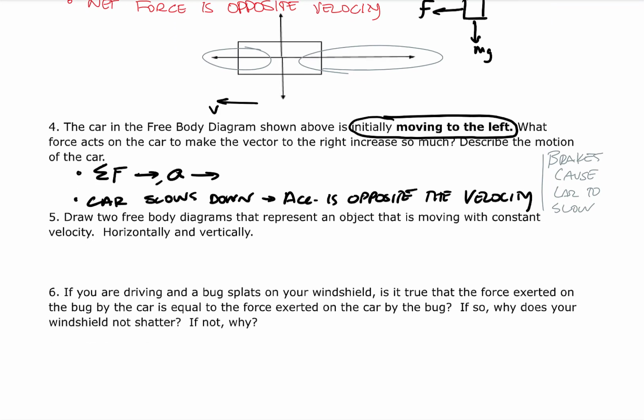Okay. Draw two free body diagrams that represent an object that's moving with constant velocity. If it's moving with constant velocity, these are our objects. One of them could have balanced forces this way. And if force 1 is equal to force 2, those things cancel out. For the other one, if we have force 1 up and force 2 down, as long as force 1 is equal to force 2, those things cancel out and the object will move with constant velocity.